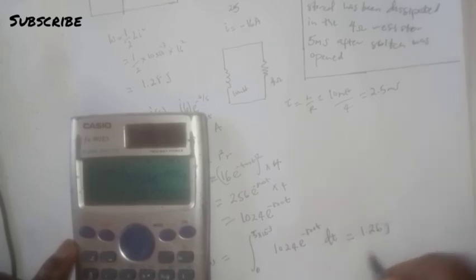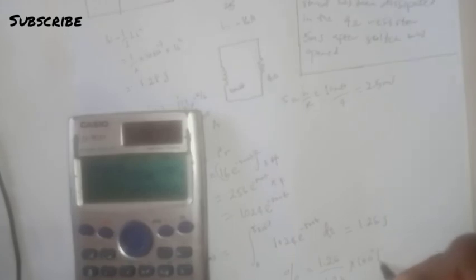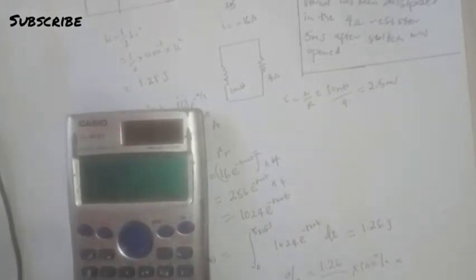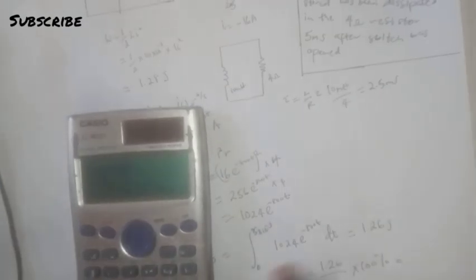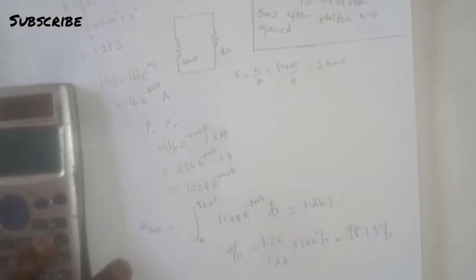We're required to calculate the percentage, so that will be 1.26 over 1.28 multiplied by 100. We divide this by 1.28, then multiply the answer by 100, and that will be equal to 98.17%. So in essence, we're saying that after 5 milliseconds, the inductor would have dissipated 98.17% of the energy that was stored in it initially.